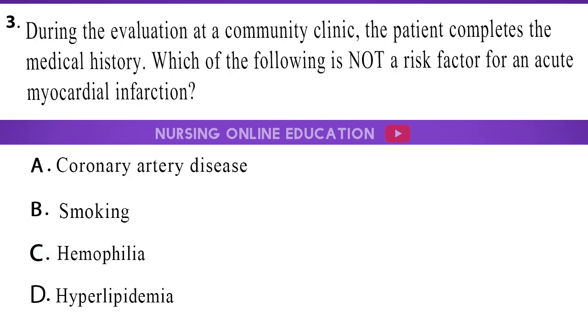3. During the evaluation at a community clinic, the patient completes the medical history. Which of the following is not a risk factor for an acute myocardial infarction? A. Coronary artery disease, B. Smoking, C. Hemophilia, D. Hyperlipidemia. The answer is option C, hemophilia.